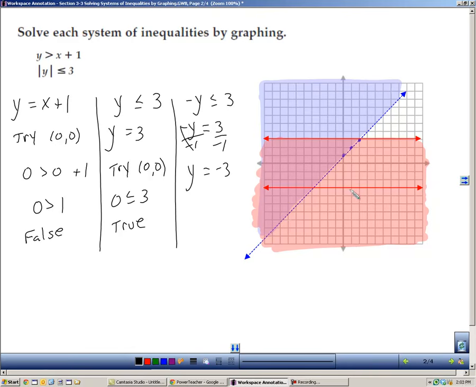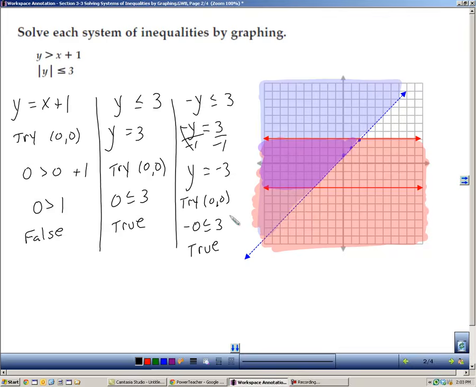I did it in red again, and now we're going to try 0, 0 to find where the shading is. So we say -0 is less than or equal to 3. Well, that's true because there's no such thing as -0. So 0, 0 is on the good side, which means I want to shade up from that red line. So the shaded region that has all three of them is below this upper red line, y equals 3, and then above the y equals -3, and it's to the left of the blue dotted line. So that purple area, all the ordered pairs in that region will satisfy both of those inequalities.